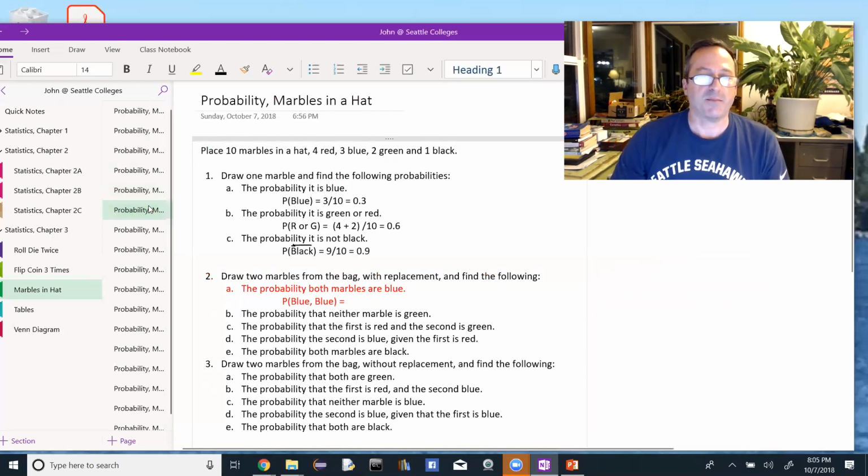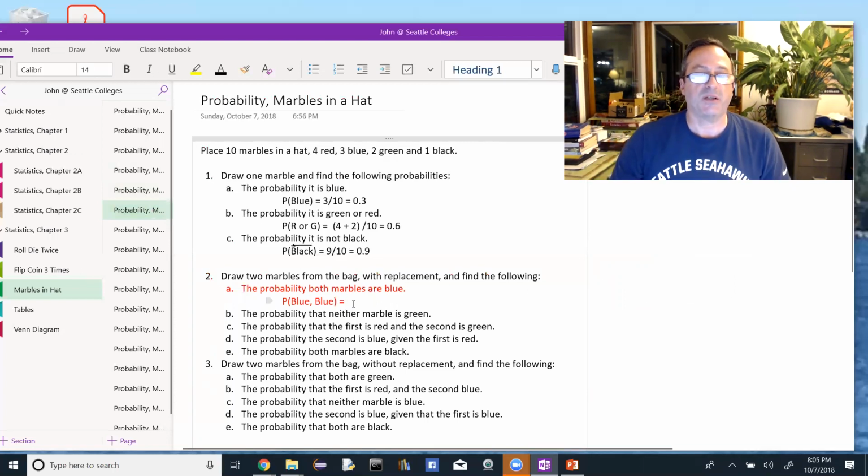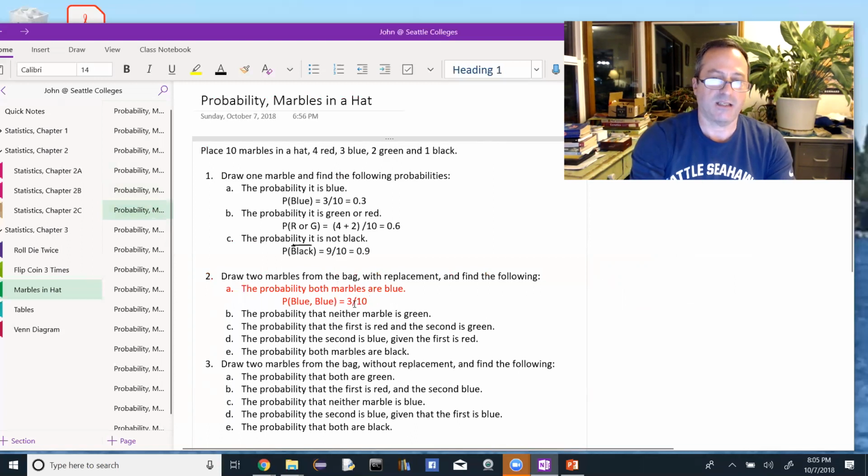Okay, so the probability that both marbles are blue, again the notation, probability of blue, blue. The first one being blue has a probability of 3/10. And then I multiply those probabilities together. The probability the second one is blue is also going to be 3/10. And again, why are we multiplying them together? Because of the independence.